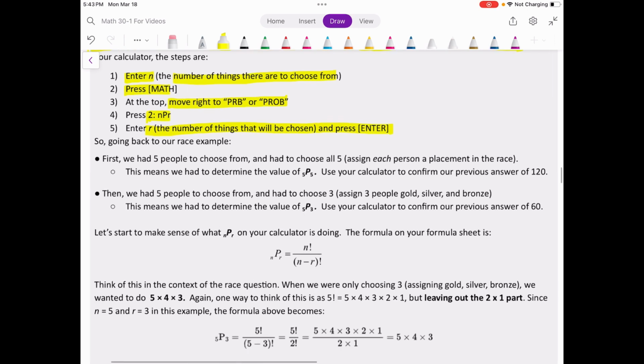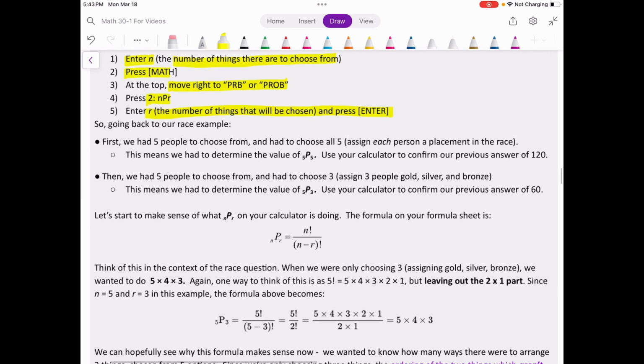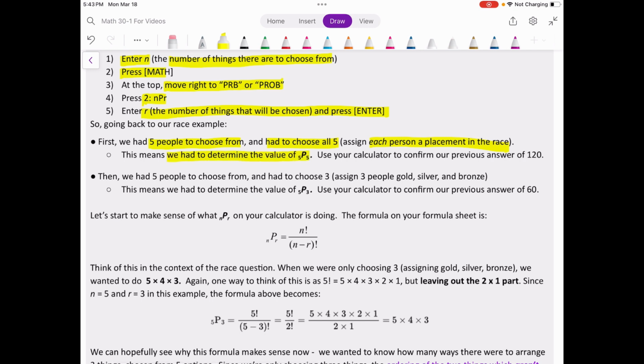Okay, so let's go back to our race example and try this out, see what our calculator can tell us. So first we had 5 people to choose from, and we had to choose all 5. We had to assign each person a placement in the race. How many ways are there to arrange 5 things chosen from 5 options? So we had to determine the value of 5 permute 5, or 5 pick 5, we sometimes say. Let's use our calculator to confirm our previous answer of 120.